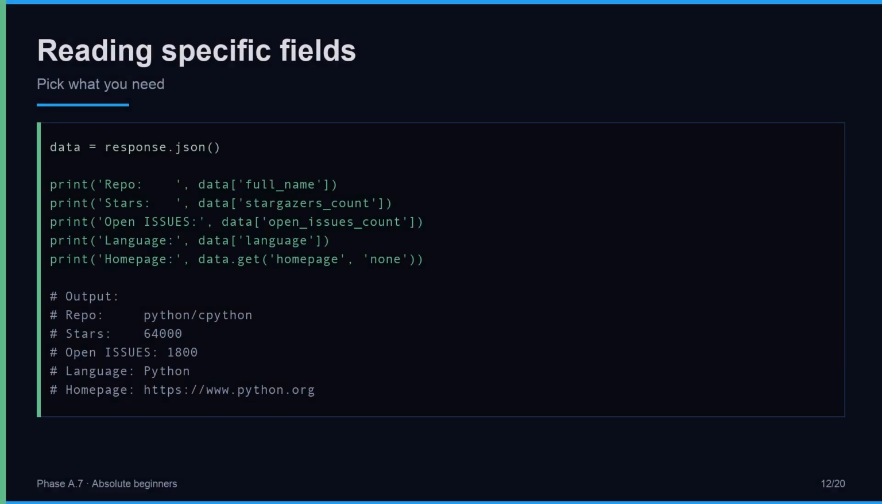Once you have the data as a dictionary, you pick the fields you care about and print them. full_name gives python/cpython. stargazers_count gives 64,000. open_issues_count gives 1800. language gives Python. Notice the last line uses .get with a default value. If homepage is missing, it returns the string None instead of raising an error. That is a safe pattern you learned in the collections lessons, and it is exactly the right tool here. Real API data sometimes omits fields, so .get is your friend.